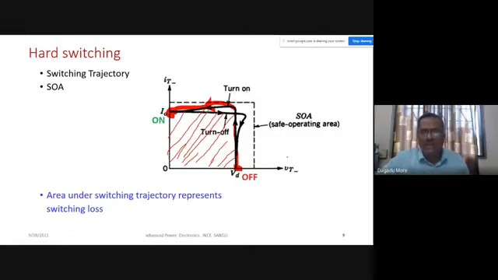And now this trajectory, voltage across the switch and current through the switch during turn on and turn off, should be within the safe operating area of the device. Every device manufacturer will provide the voltage and current limits, and particularly for IGBT, we have seen that this area is rectangular. Whatever the switching trajectory, turn on and turn off, it should be within the safe operating area.